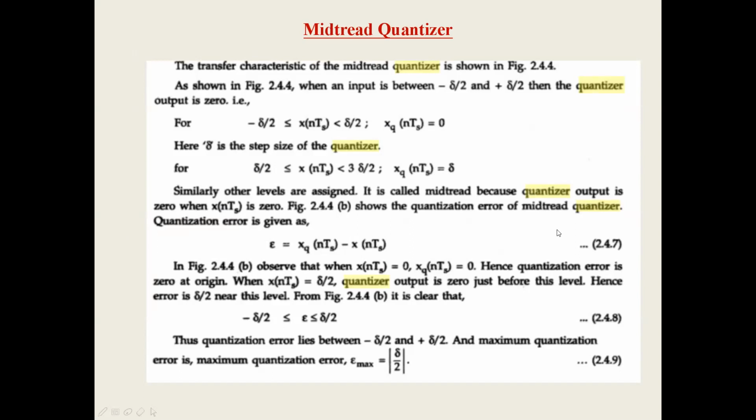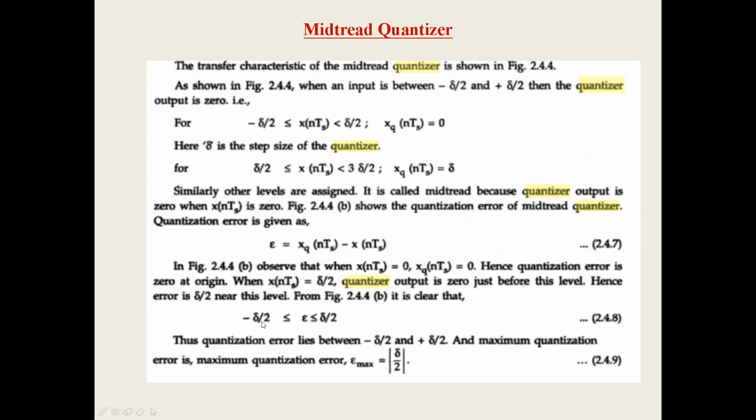So the quantization error is represented by epsilon. Quantized output minus sample output, that is xq of nTs minus x of nTs, is the quantization error. Now, from the above characteristics, what we can observe is when x of nTs is 0, xq of nTs is 0. In that case, quantization error is also 0 at the origin. When x of nTs equals delta by 2, the quantizer output is just before this level. Hence, the error is delta by 2 near this level, because just before means output is delta by 2.